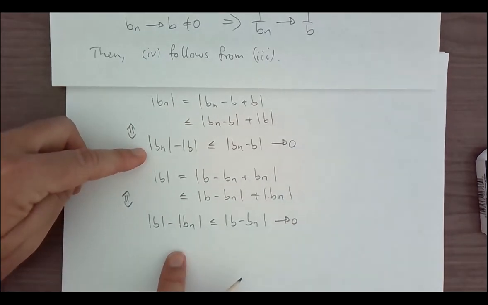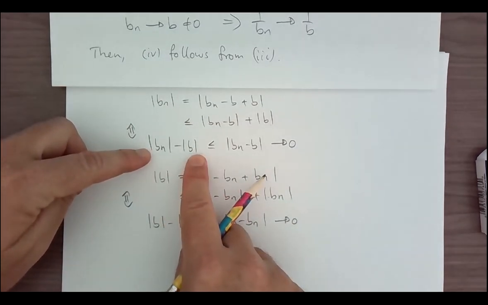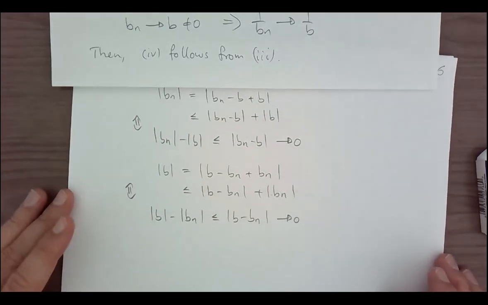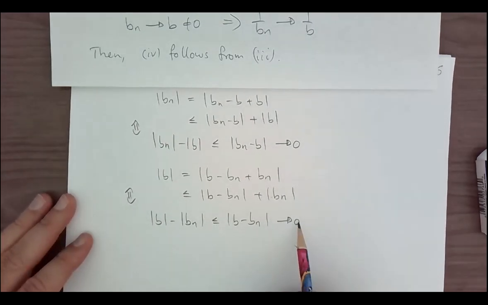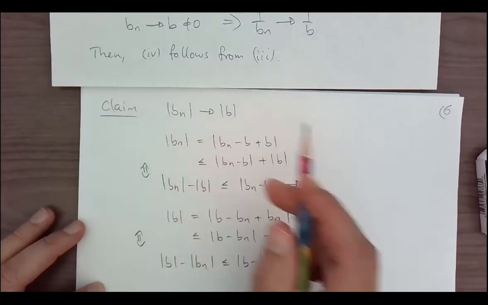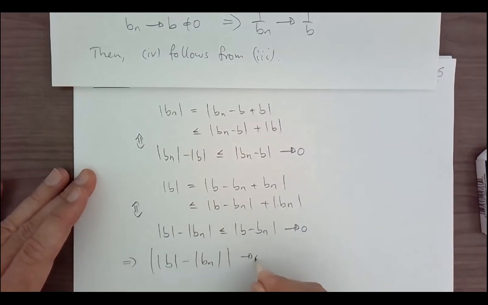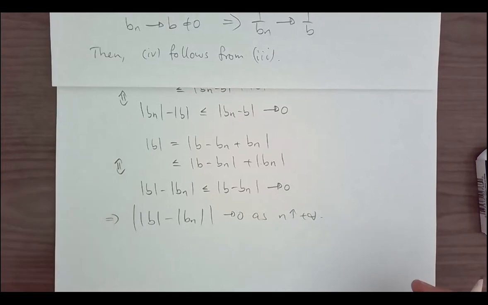So now I have that both the sequence and minus the sequence, both of them in the limit, are bounded from above by 0, and therefore the claim follows. Right, so this here all implies that the absolute value of b minus the absolute value of bn in absolute value goes to 0 as n goes to plus infinity. So that was the first step.